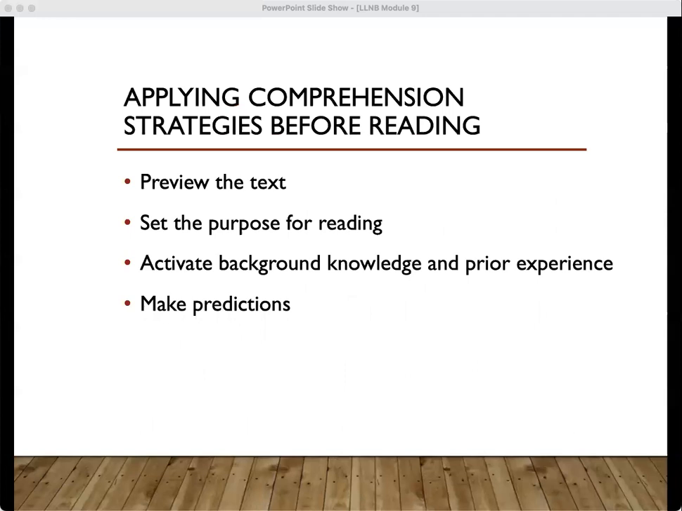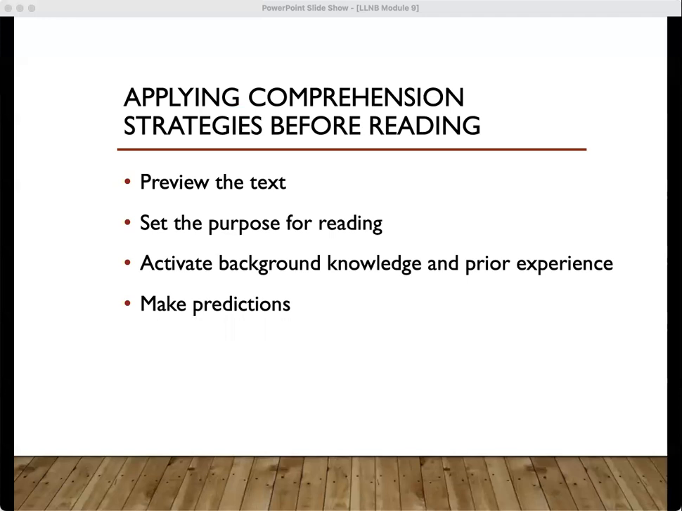Applying comprehension strategies before reading. We're going to go back and examine more closely some of the comprehension strategies we mentioned earlier and talk about specifically how and when to implement them. One strategy strong readers use is to preview a text before they read it. This strategy works well for text that has pictures, headings, subheadings, diagrams, and descriptive titles.